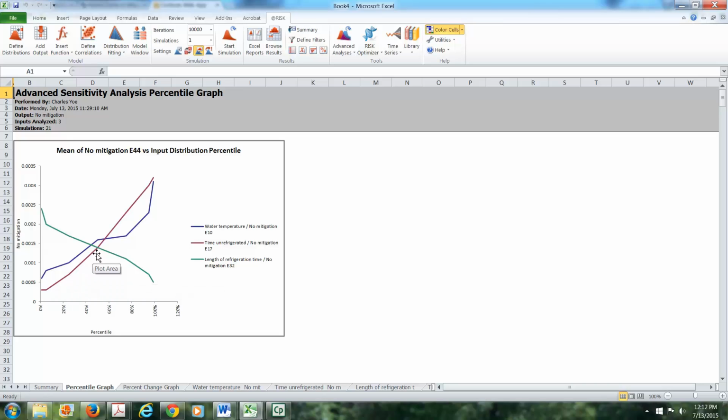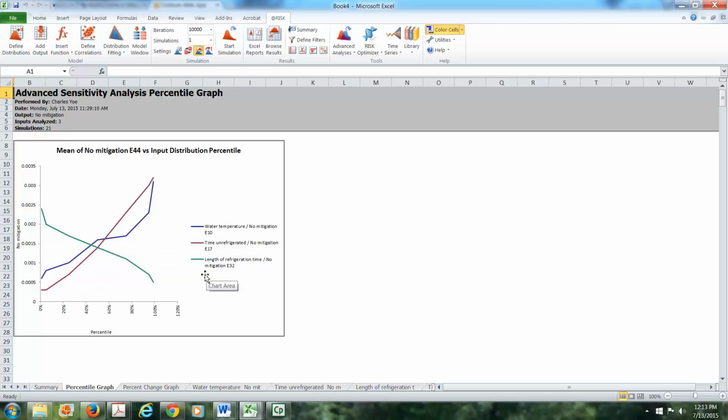You see that as the time unrefrigerated increases, the illness rate increases. The higher you are, the greater the illness. So this is showing us that time unrefrigerated is a more sensitive variable than the water temperature is. It yields higher rates of illness. And that happens once we get above the 50th percentile. Below that, we would see just the opposite. Their water temperature produces the highest rates of illness.